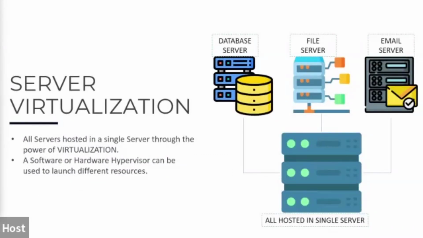So this is what a server virtualization is. We have a physical server on the bottom right side. If you look at it, there are different servers sitting on top of it. Meaning, with the use of a hypervisor or virtualization, you can run different VMs or different servers. So here in this example, we have a database server, file server, email server. Similarly, you can have a streaming server. You can have any server that you want once the server is virtualized.